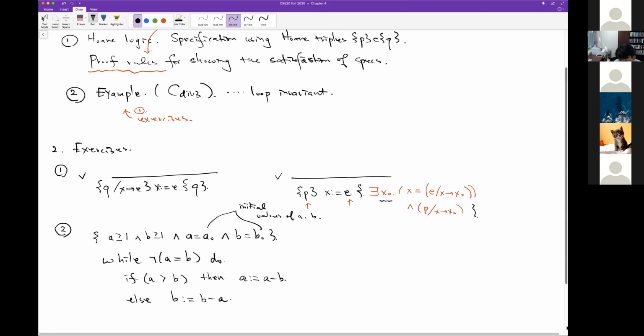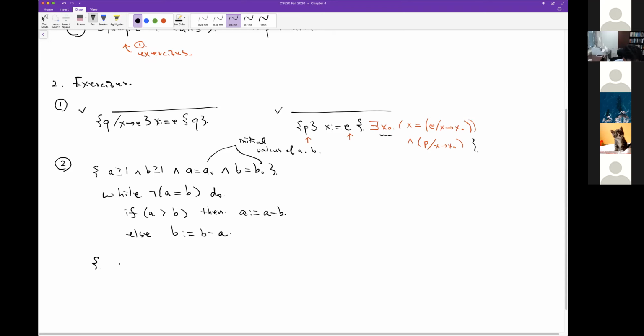If we do so, then what we get is that the postcondition is A is going to be the greatest common divisor of A0 and B0. So A stores the greatest common divisor of A0, B0. And that's the algorithm that you perhaps learned in the algorithm course. And now the question is, how can you prove this using Hoare logic?